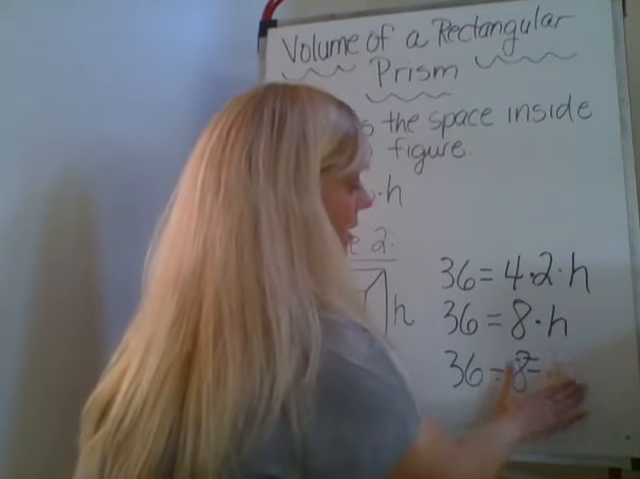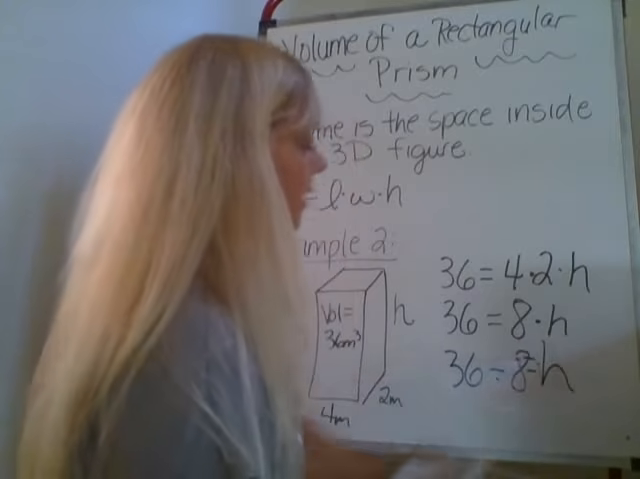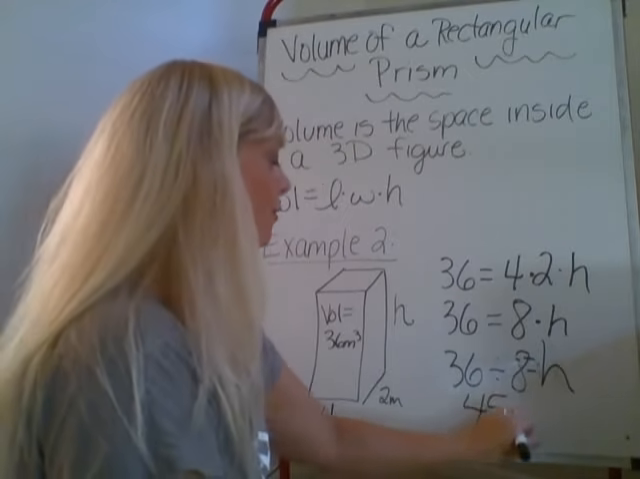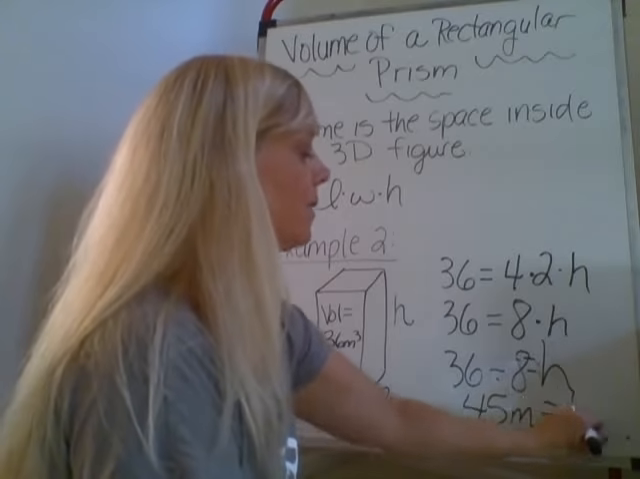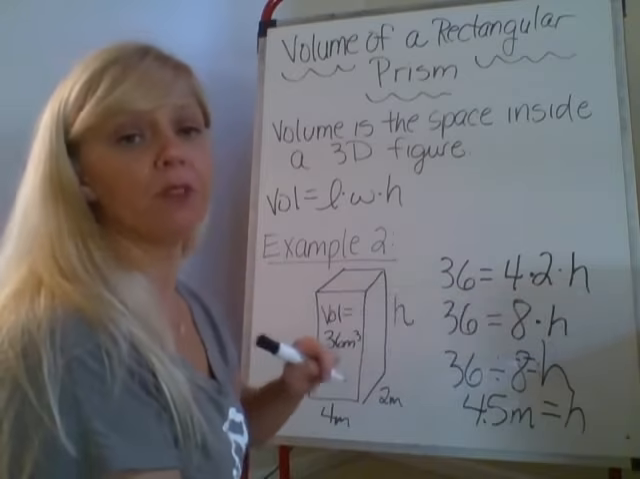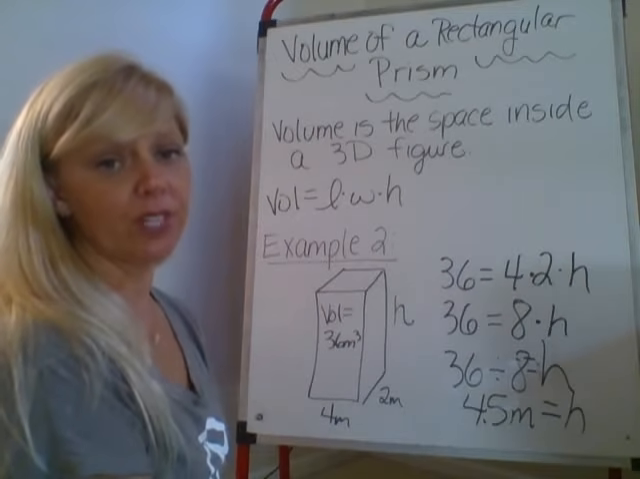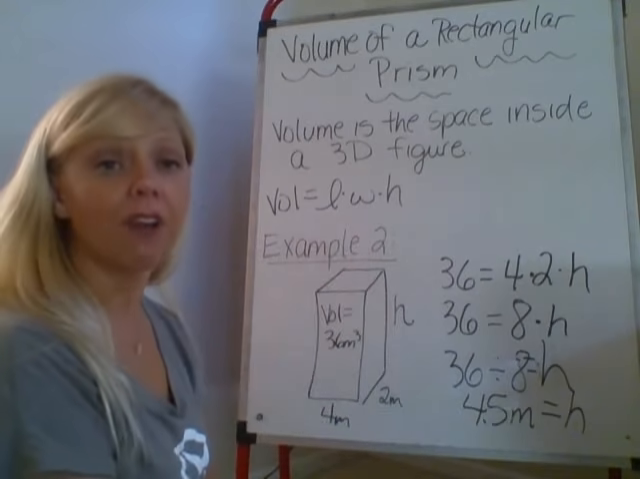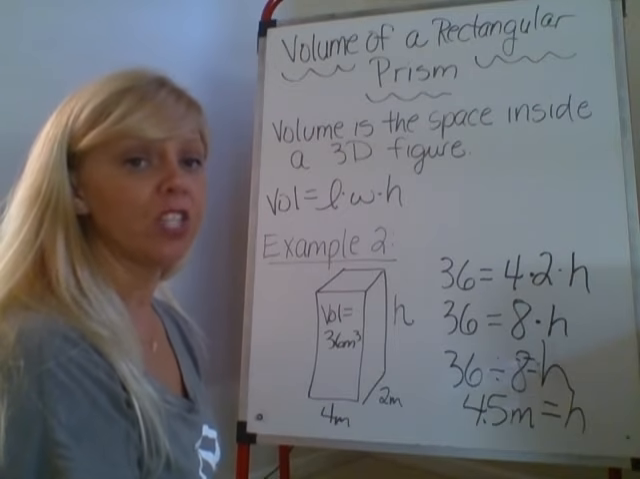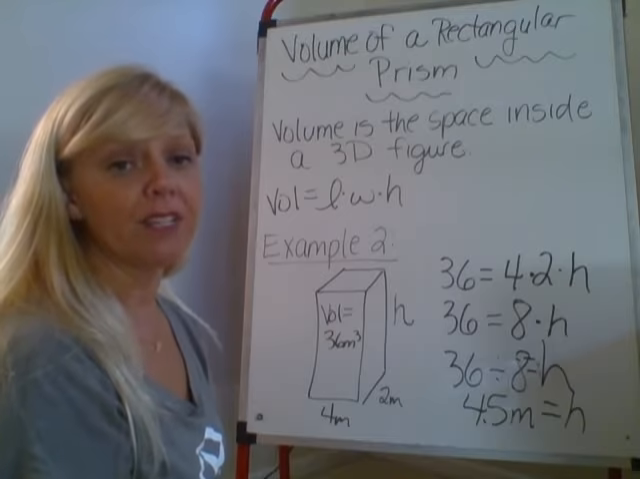Ooh, let's write this a little bit better. There we go. And if I do 36 divided by 8, I get 4.5 meters. That's my height. So if I plug this back in, 4 times 2 times 4.5 gives me 36. And that's how I would use some of our algebra that we've learned to find a missing part given the volume and 2 other sides of a rectangular prism.